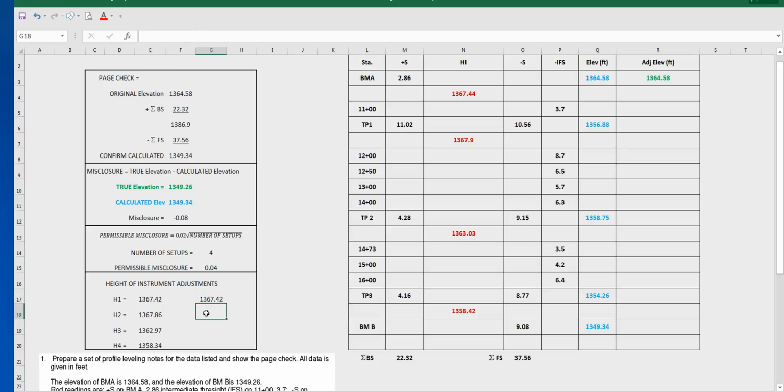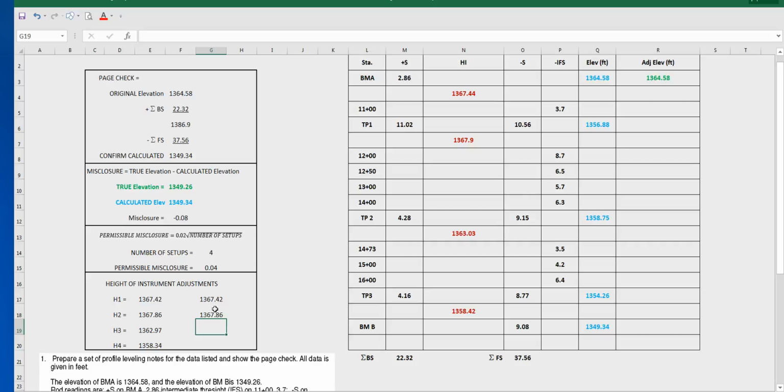I'll do it again. So this instrument height elevation is equal to 1367.9 minus 0.08 times, that's what Excel was trying to tell me, I put in parentheses 2 over 4. Okay? So that's the second, it's proportional.